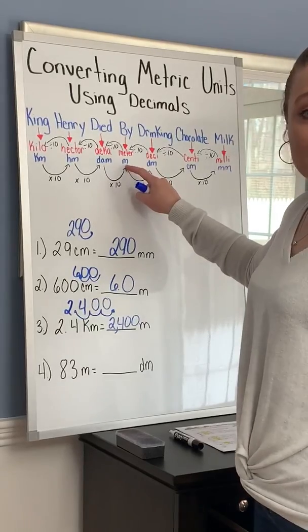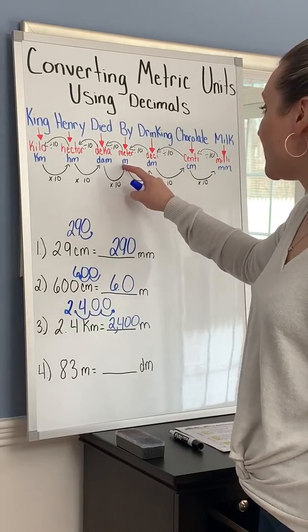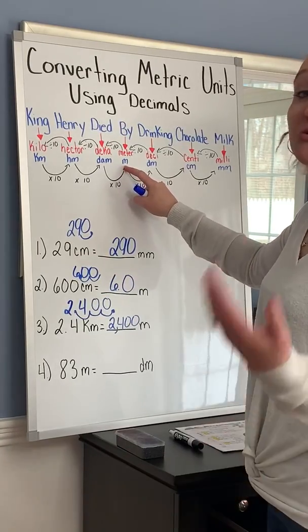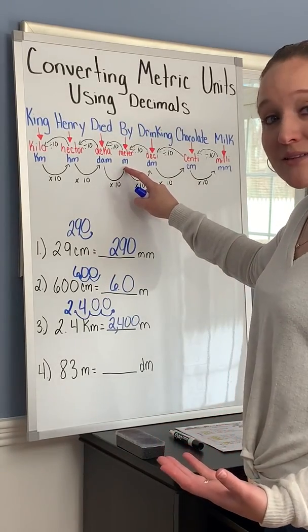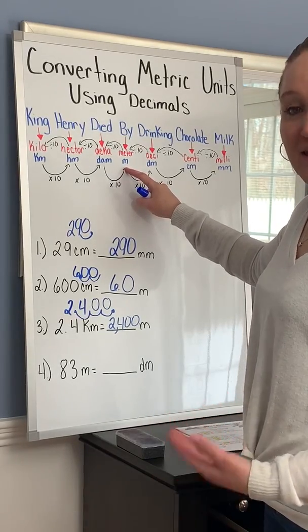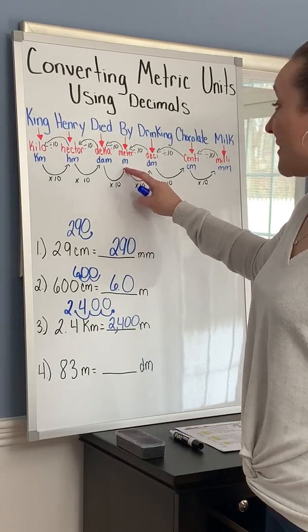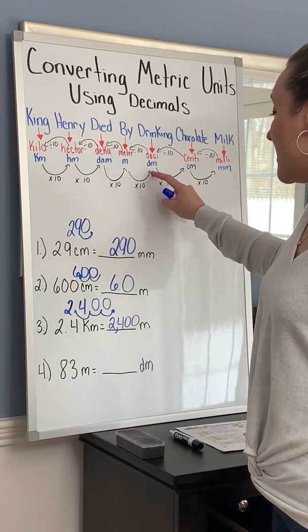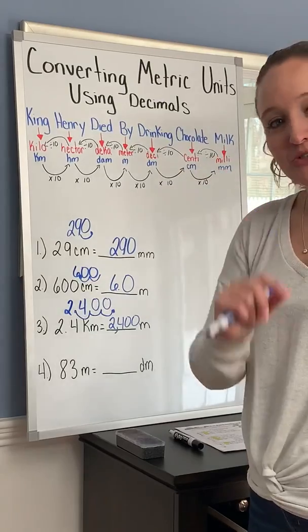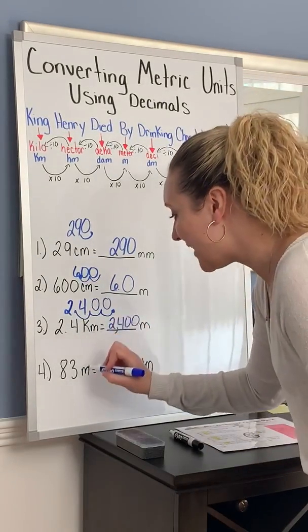So, I'm going to put my finger on the meters and I'm going to look and see. Is decimeters to the right or to the left? It's to the right. And now you already learned if you go to the right, you must multiply 10 times. Here we go. 1. So all I need to do is move my decimal 1 place to the right. So I already have 83.